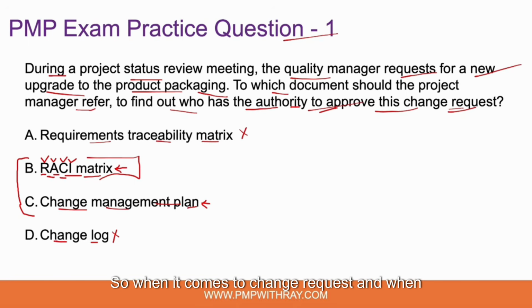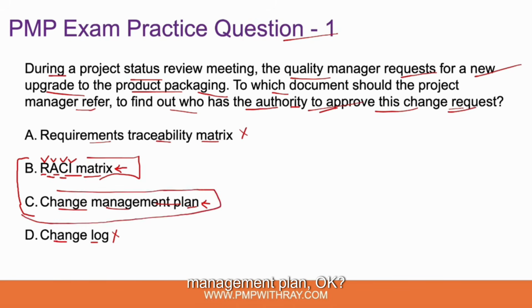Okay, so when it comes to change request and finding who needs to approve a change request, for example, let's say any change request less than $5,000 can be approved by the project manager himself. Any change request between $5,000 to $50,000 needs to be approved by the project sponsor. Let's say any change request more than $50,000 needs to be approved by the program office or the project office, etc. Okay, so everything is captured in the change management plan. Okay, so the correct answer to this question is option C, which is the change management plan.